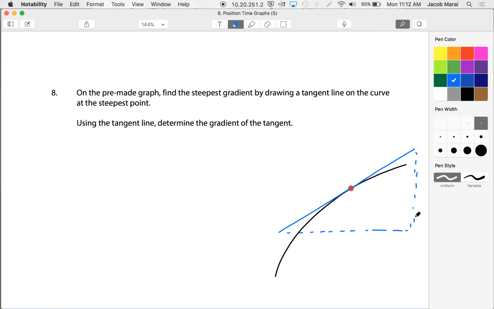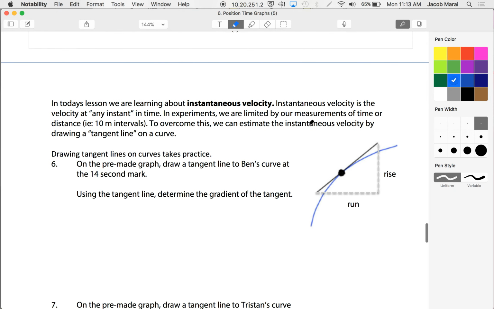Okay? And so, the gradient of that blue line is the gradient at that point. Not before, not after. I don't care about what the gradient was down here or up here. But the gradient at this point of the curve is going to be the gradient of that blue line, the tangent. Have you guys done tangent lines in maths? Yeah. Good. Well, you're going to use your mathematical knowledge to answer these questions.